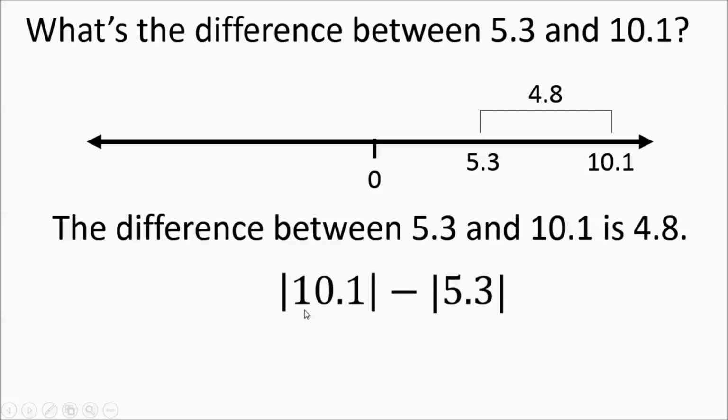You found the absolute value of 10 and 1/10. Find the absolute value of the other and subtract them. When they're on the same side of 0, you're going to subtract their absolute values.